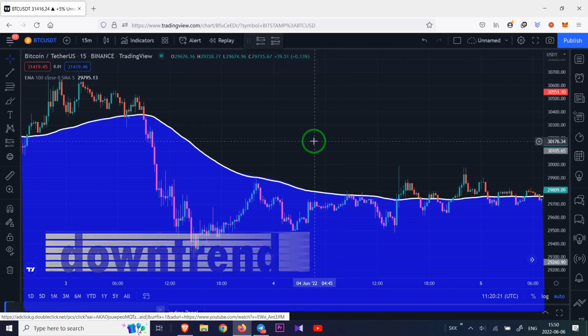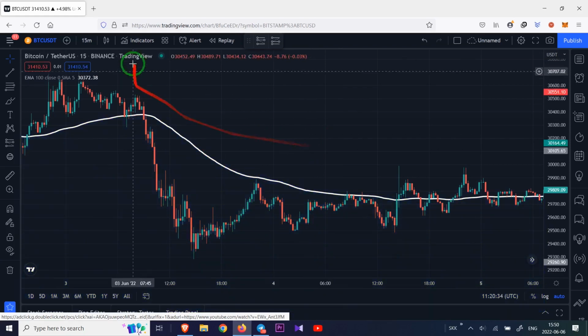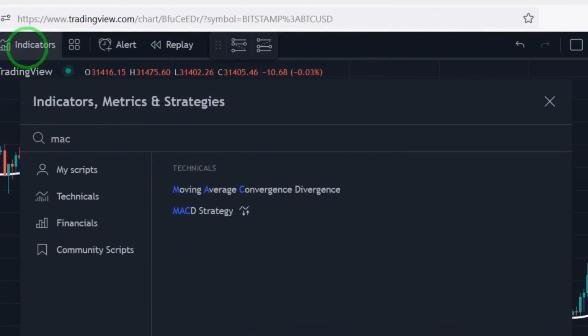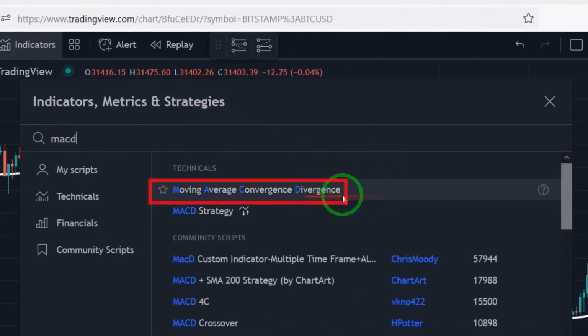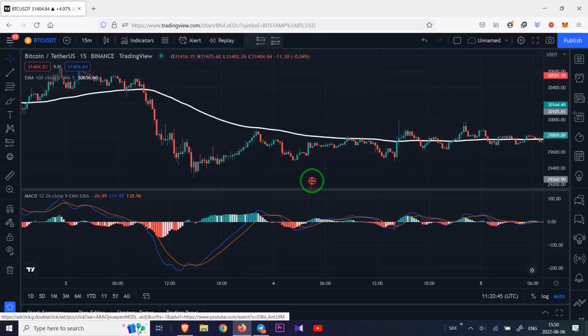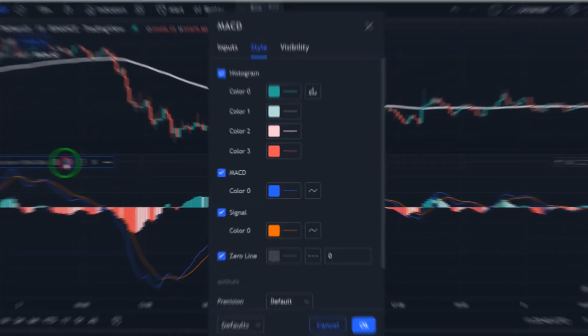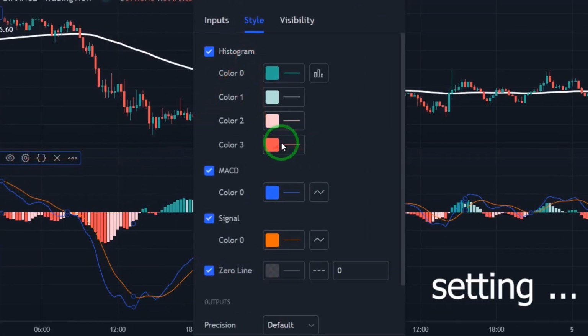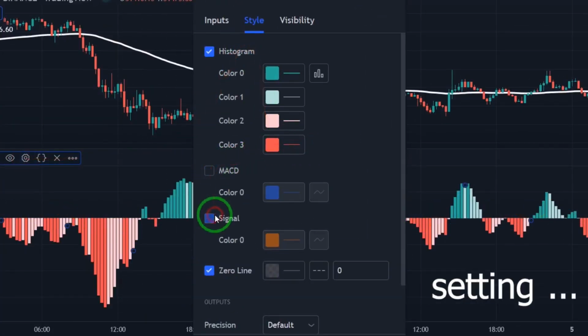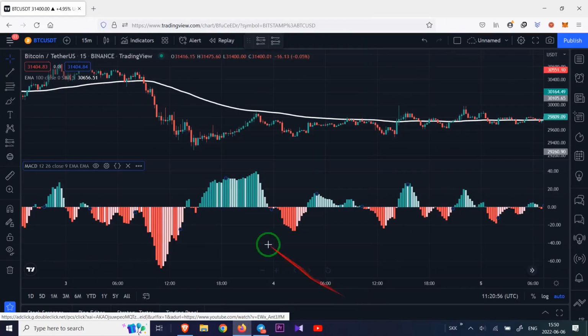Now we add a second indicator to the chart to tell us when to enter the trade. The second indicator we need to add is the MACD. We do not need the MACD and signal lines, so I will delete them to make the chart cleaner. We only use the histogram bar charts.